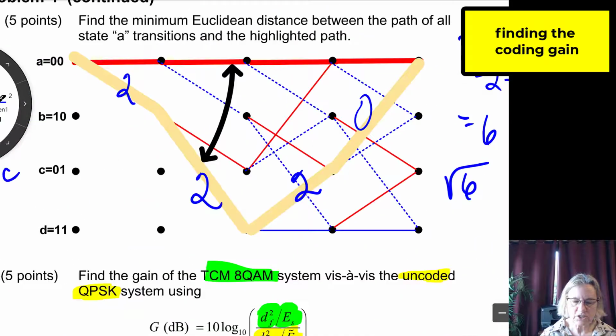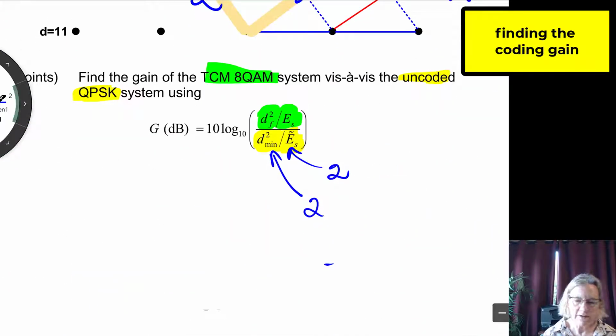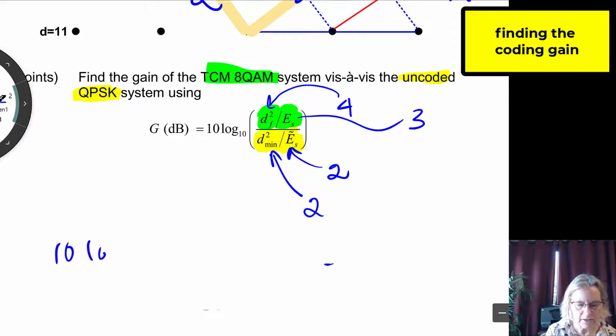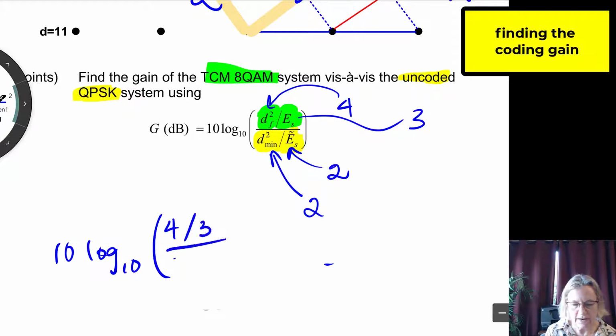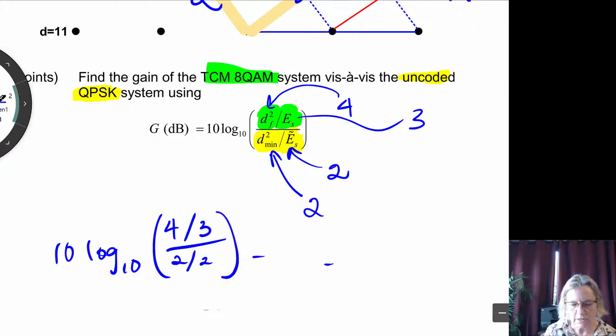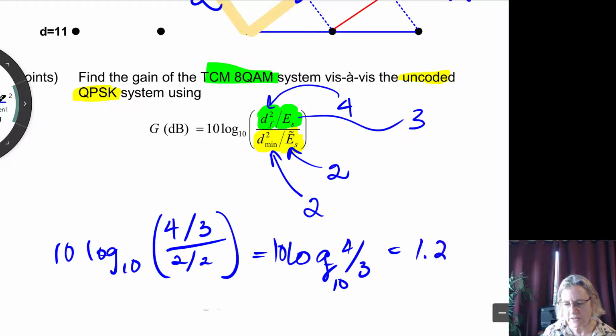So going back to do our calculation, we would find that dF was 2, so 2 squared is 4, and the average energy per symbol was 3. Therefore, the gain would be 10 log 10 of (4/3) divided by (2/2). So that's just 10 log 10 of 4/3, which gives us 1.25 dB of gain for this particular coding example.